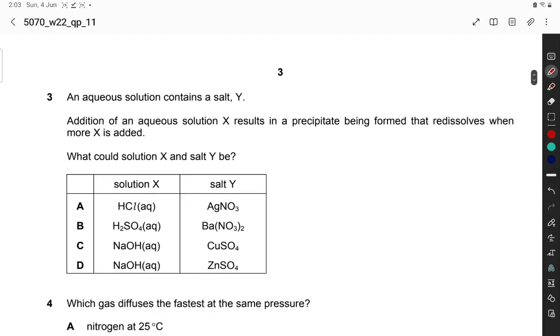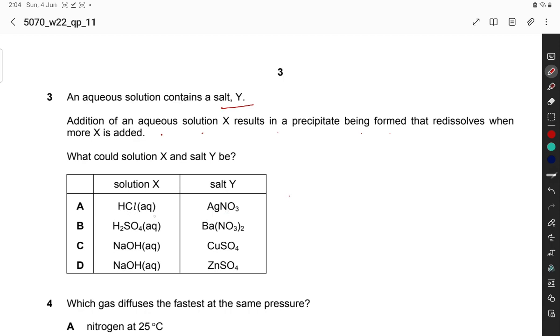Question number 3. An aqueous solution of a salt Y. Addition of an aqueous solution X results in a precipitate being formed that redissolves when more X is added. What could be X and Y? Y contains the salt and X is the solution that redissolves. So HCl, AgCl.